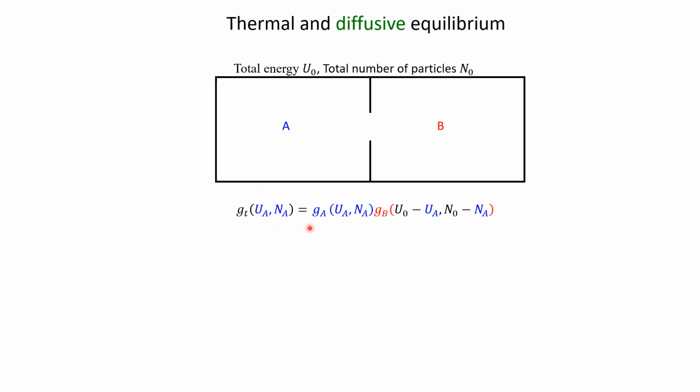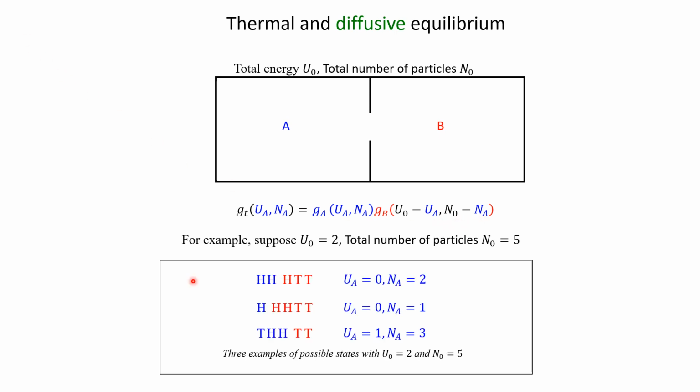In the same way, this multiplicity is given by the product between the number of states of system A having energy UA and NA, and the number of states of system B that can combine with these states of system A so as to satisfy the condition that the total energy must be U naught and the total number of particles must be N naught. So this is the multiplicity evaluated at the complementary energy and complementary number of particles.